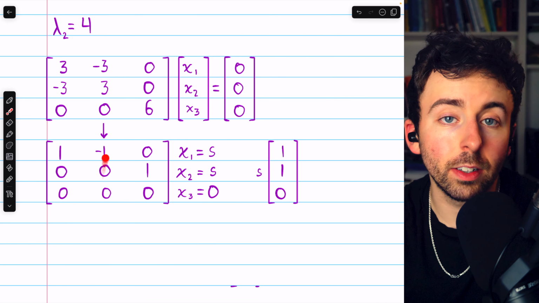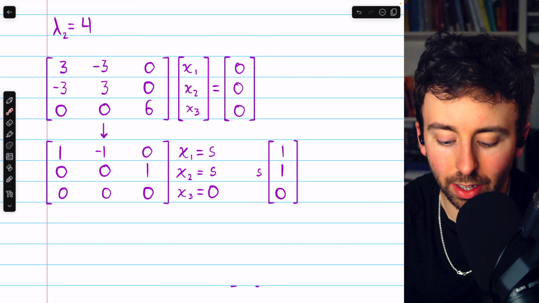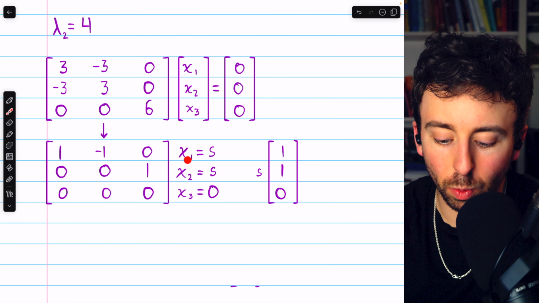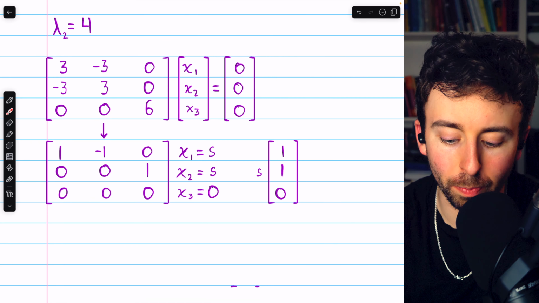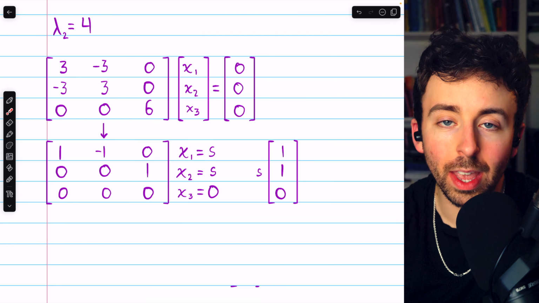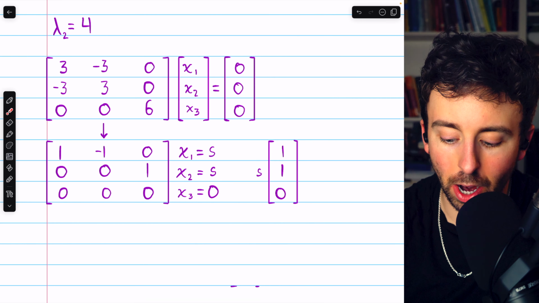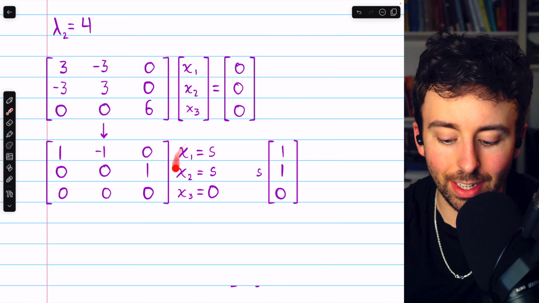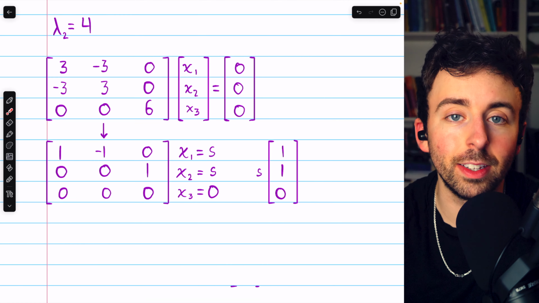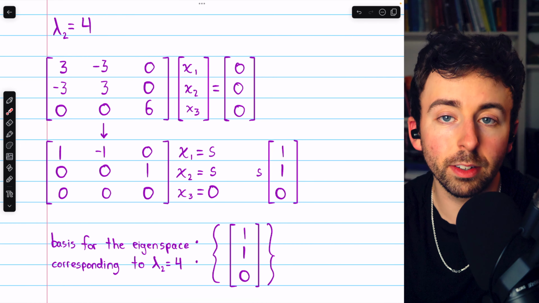There's no leading entry in column 2, so we have that x2 is a free variable, say s, and row 2 tells us that x3 has to equal 0. From row 1, we get that x1 equals positive x2, so positive s. Hence, the eigenspace corresponding to this eigenvalue consists of all scalar multiples of this vector, 1, 1, 0. Those are the coefficients of s in the solution equations. There's only one parameter here, that's why we only have one vector, and that one vector is a basis for the eigenspace. And there that is. This set containing that vector is a basis for the eigenspace.